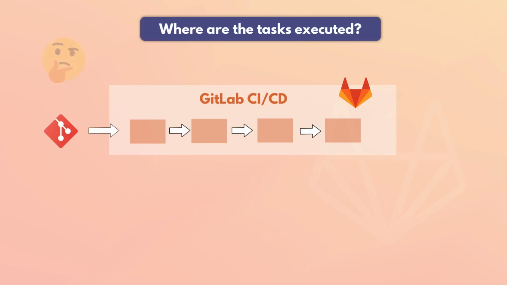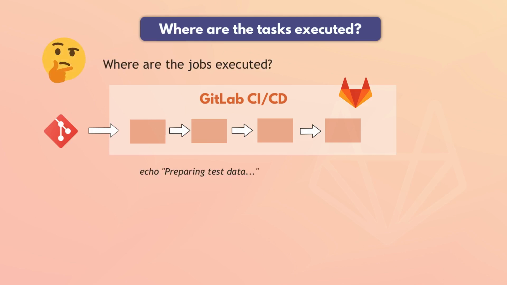Now the question is, where does GitLab actually execute these tasks? Like we executed these echo commands for each job, as well as some Linux commands like concatenation or ls or printing the current directory path, etc. And we also created temporary files and so on. So where does all this actually happen?